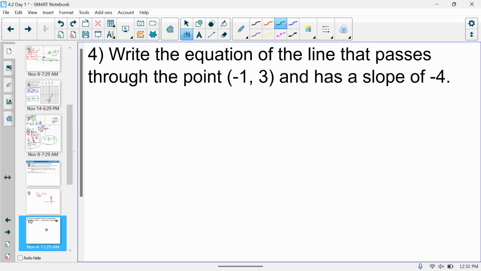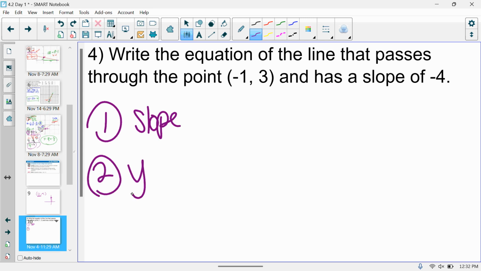All right, write the equation of the line that passes through the point -1, 3 and has a slope of -4. So I'm going to ask you again 500 times a lesson. What do we need to know to write the equation of a line again? Slope and what else?